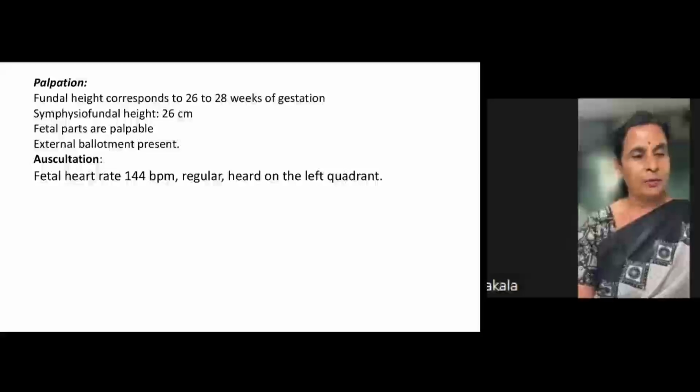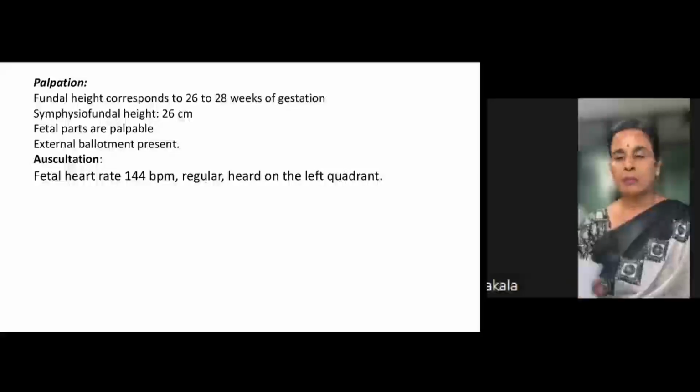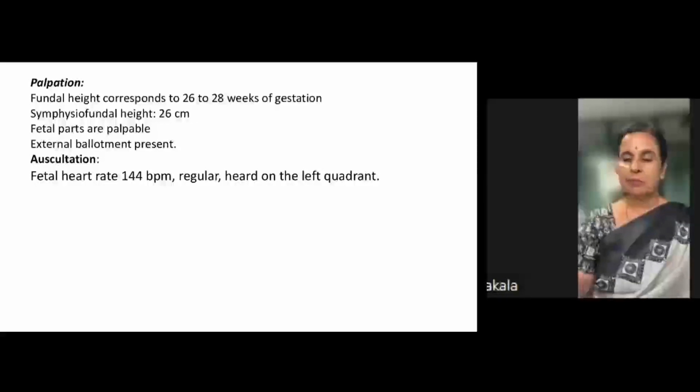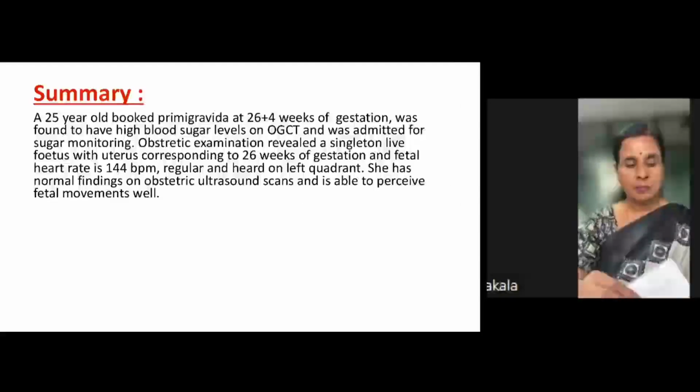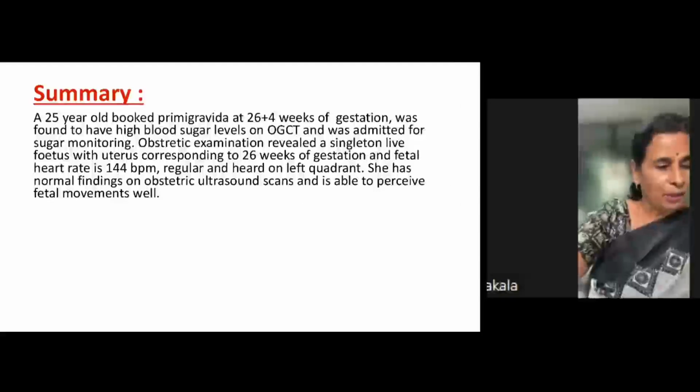Okay, continue. So auscultation: fetal heart rate of 144 beats per minute, regular, heard on the left quadrant. Then summary: a 25-year-old booked primary gravida at 26 plus 4 weeks of gestation.